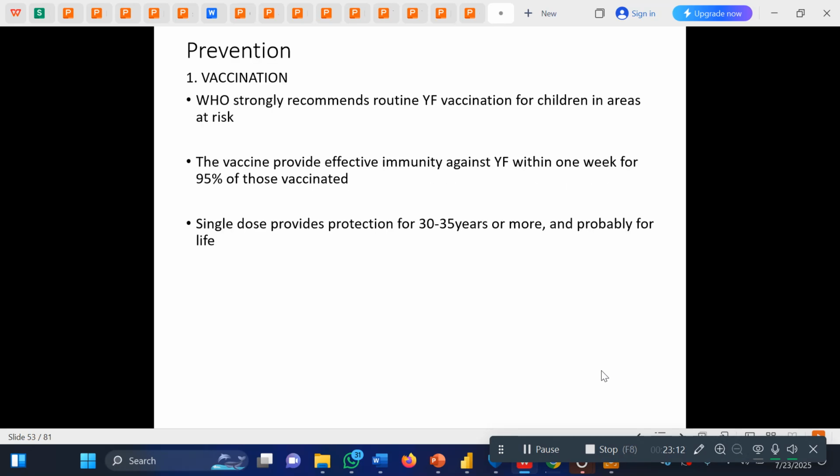For prevention, vaccination: WHO strongly recommends routine yellow fever vaccination for children in areas at risk. The vaccine provides effective immunity within 1 week for 95% of those vaccinated. A single dose provides protection for 30 to 35 years or more, and probably for life.